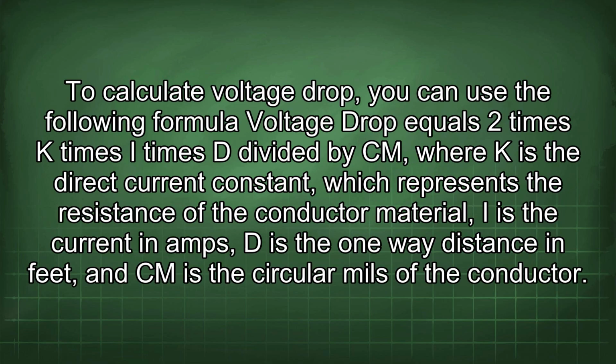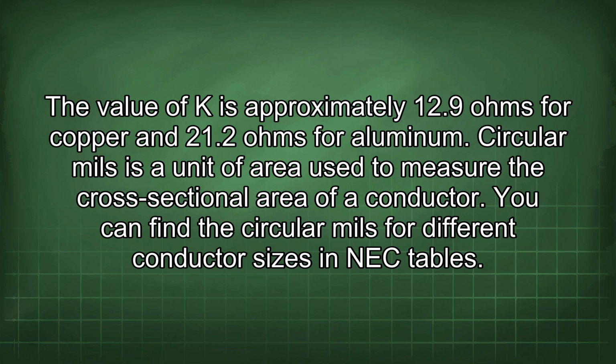To calculate voltage drop, you can use the following formula: voltage drop equals 2 times K times I times D divided by Cm, where K is the direct current constant, which represents the resistance of the conductor material, I is the current in amps, D is the one-way distance in feet, and Cm is the circular mils of the conductor. The value of K is approximately 12.9 ohms for copper and 21.2 ohms for aluminum. Circular mils is a unit of area used to measure the cross-sectional area of a conductor. You can find the circular mils for different conductor sizes in NEC tables.